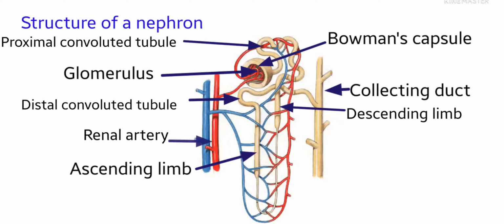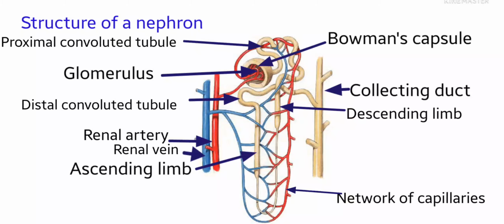The renal artery divides up into many arterioles and capillaries. Afferent arteriole leads to the glomerulus and comes out as efferent arteriole and continues as a network of capillaries which surrounds proximal and distal convoluted tubules and the loop of Henle. Finally, it joins with the renal vein.